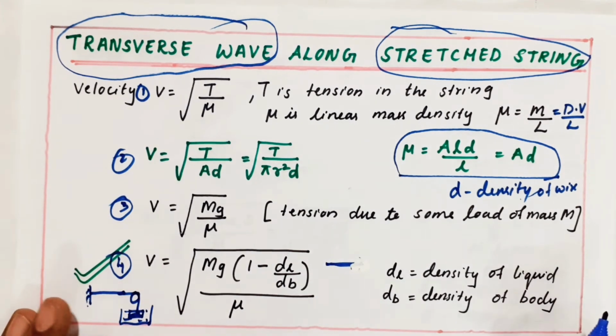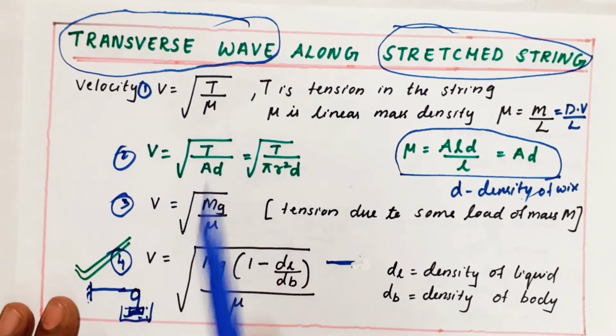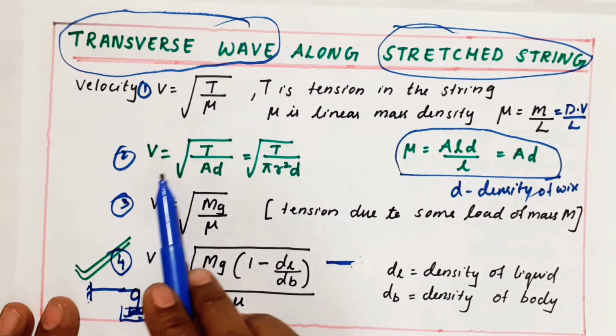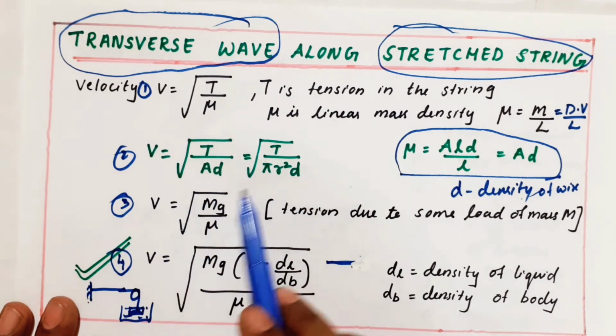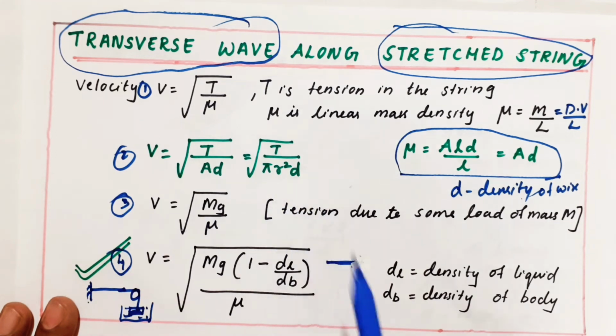People may get confused with this. Speed of the transverse wave is root over T by mu. It can also be written as root over T by AD. It can also be written as root over T by pi r square D, where D is the density. If the transverse wave is due to some load, then v equals root over mg by mu.